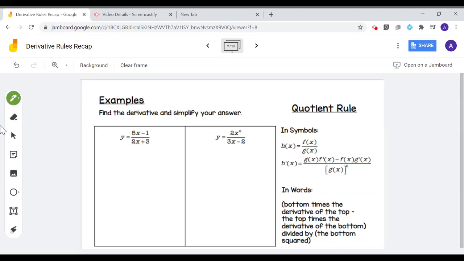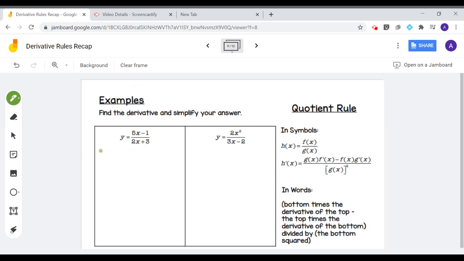Hello everybody, we're going to continue our derivative rules recap with a review of the quotient rule. The quotient rule is used when we have a function being divided by another function. The way we take the derivative is we take the derivative of the first function times the second function as is. So that's the derivative of the numerator times the denominator as is, minus the derivative of the denominator times the numerator as is, all over the denominator as is squared. So we think about it as bottom times the derivative of the top minus the top times the derivative of the bottom, divided by the bottom squared.